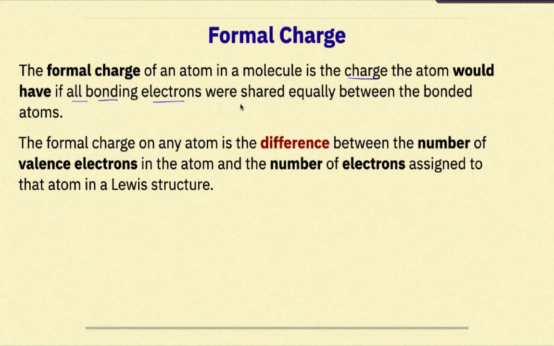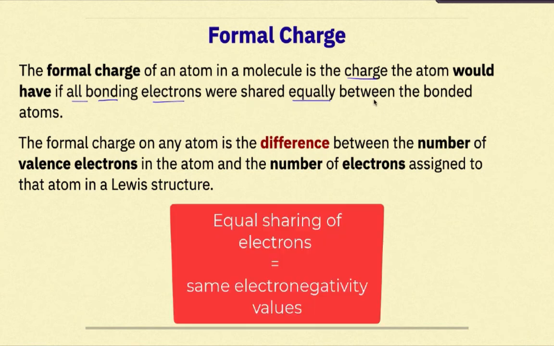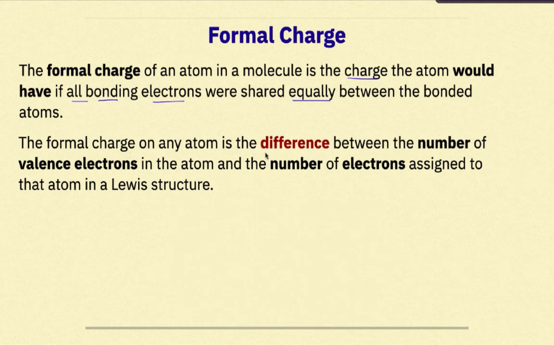Formal charge. The formal charge of an atom in a molecule is the charge the atom would have if all bonding electrons were shared equally between the bonded atoms. The formal charge on any atom is the difference between the number of valence electrons in the atom and the number of electrons assigned to that atom in a Lewis structure.